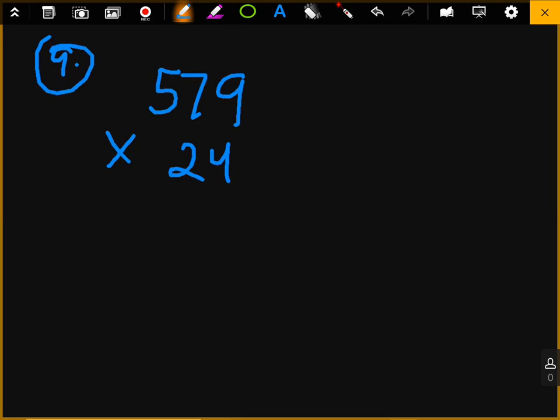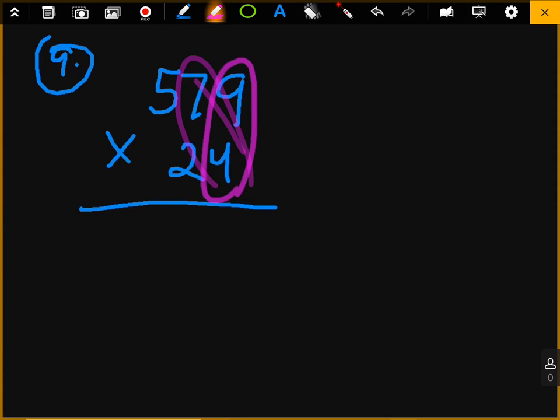So that's how you multiply multi-digit numbers. I'll do one more, okay, and then we're going to move on. I'll do number 9. Number 9 is 579 times 24. Okay, we're going right to left, so we're going to do the 4s. This is what we're doing first, then this, and then this.